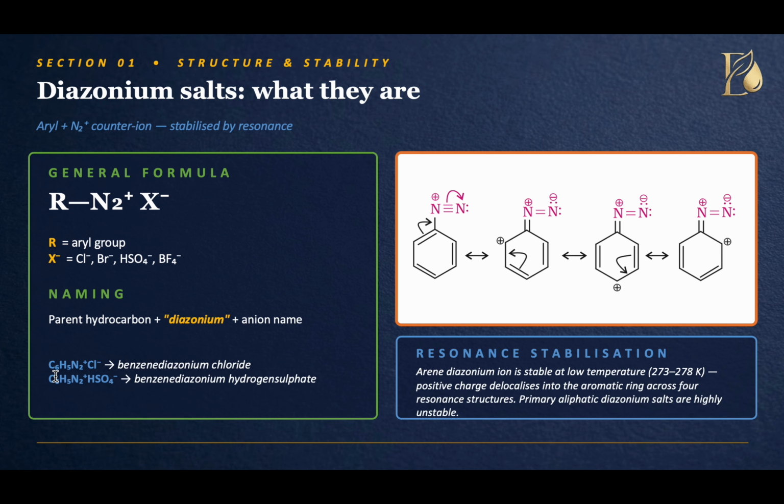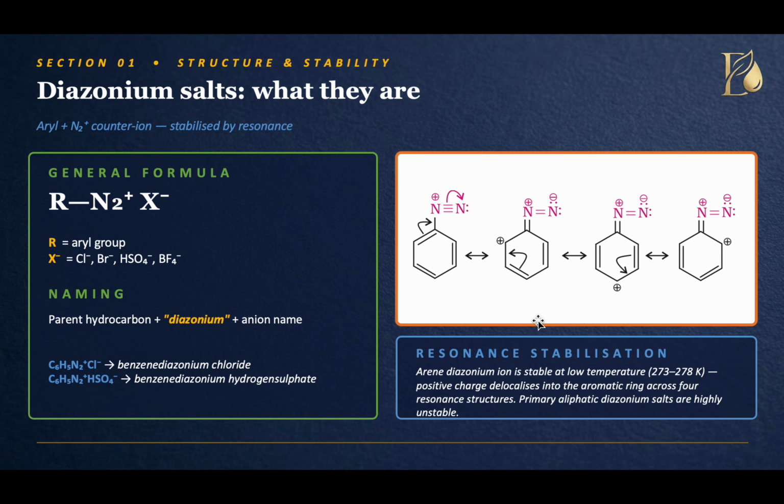Here in this example, you can see C6H5N2+Cl-. So the parent hydrocarbon is benzene, the anion is chloride. So the name is benzene diazonium chloride. Okay, we can see another example, C6H5N2+HSO4-. Parent hydrocarbon benzene, then diazonium, then anion name. The anion name is hydrogen sulfate. So benzene diazonium hydrogen sulfate. So diazonium is common for every diazonium salt. Then the hydrocarbon part and the anion part will change. Okay. So understanding this naming is important because it helps you quickly identify the structure and reactivity of the compounds further in this session.